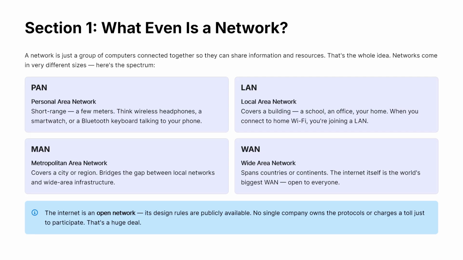Now, networks come in different sizes. The smallest kind is called a PAN, a personal area network. That's short-range stuff, like your wireless headphones connecting to your phone, or your smartwatch talking to your laptop. We're talking a few meters at most.